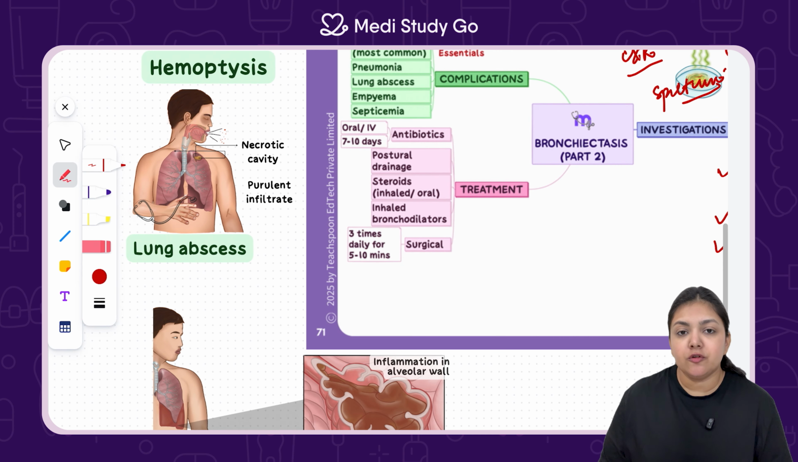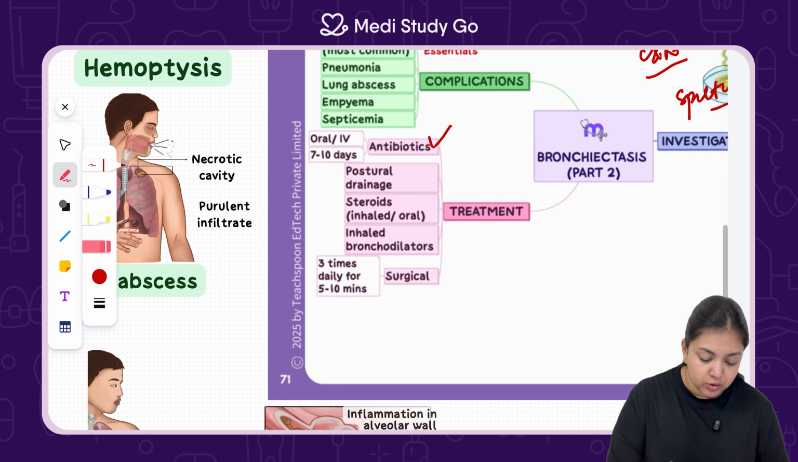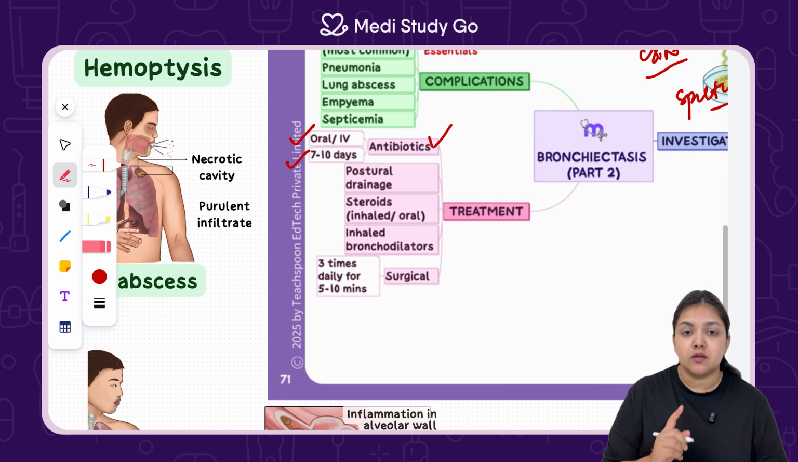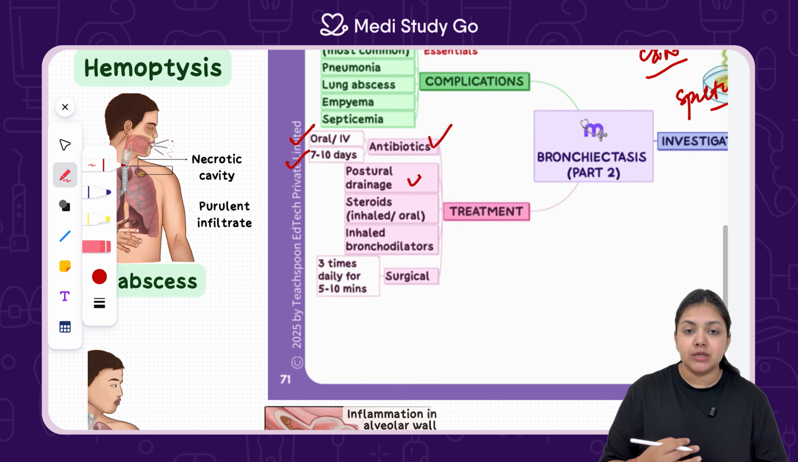Coming ahead, the treatment of bronchiectasis mainly includes antibiotics, because it is an infectious disorder which is occurring secondarily to the infection by bacteria. Therefore, the first and foremost treatment is antibiotics. Oral or IV antibiotics for 7 to 10 days is the first line treatment. And then you can do some postural drainage, where the patient is told to sit upright and some drainage can be done.